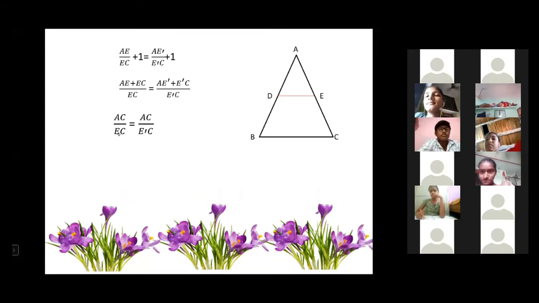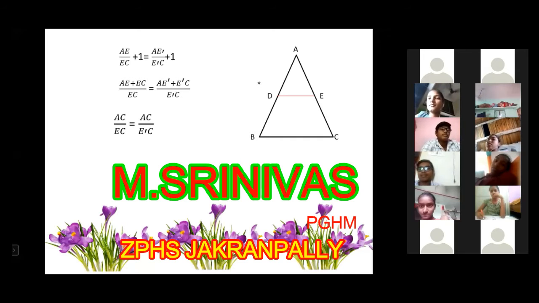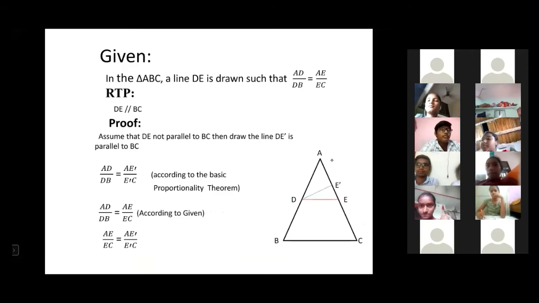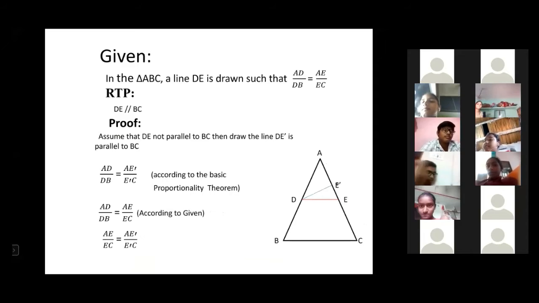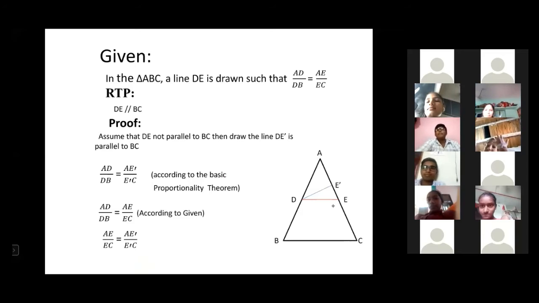AC by EC. Clear? AE plus EC is equal to AC by EC, same. Now the right side, AE dash plus E dash C. Go to the previous picture. Here, AE dash plus this portion plus E dash C is what? AE dash, this portion, plus E dash C, this portion, is equal to AC. This is also equal to AC.